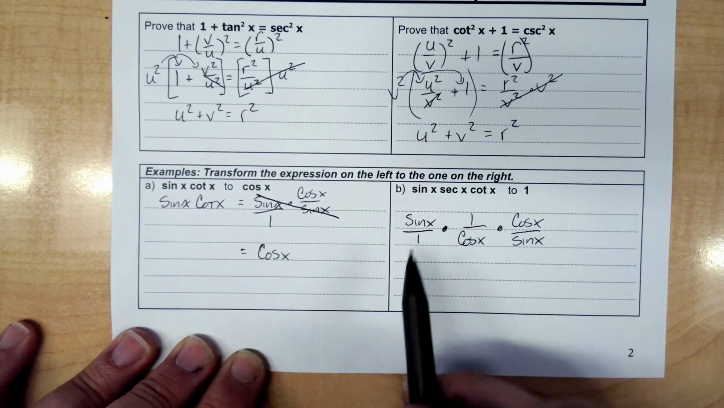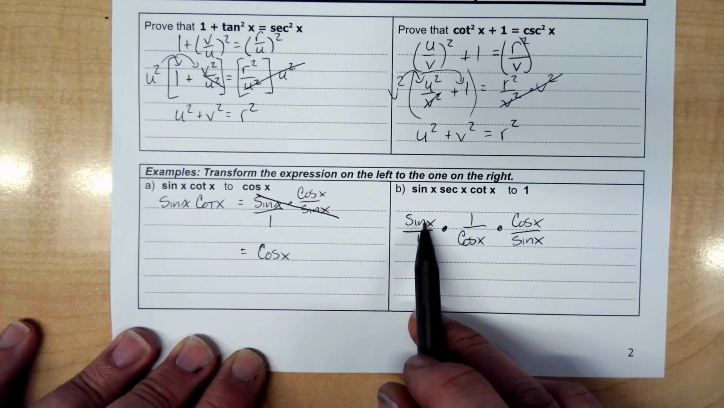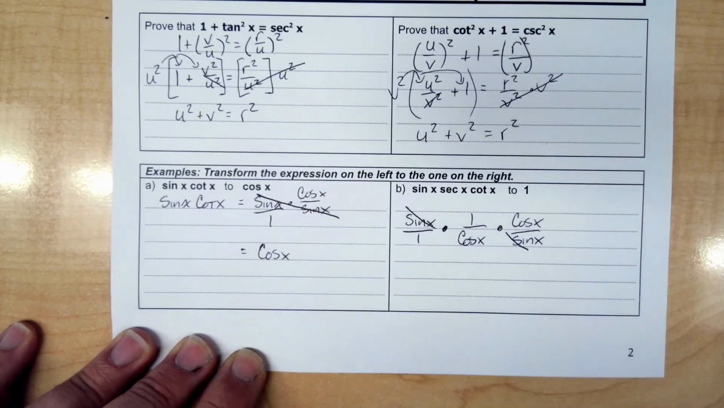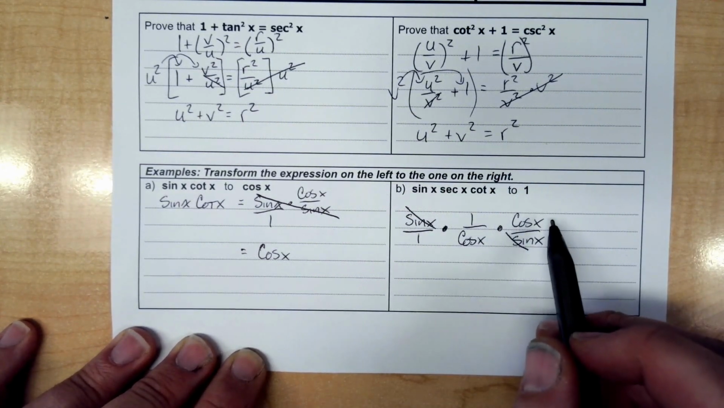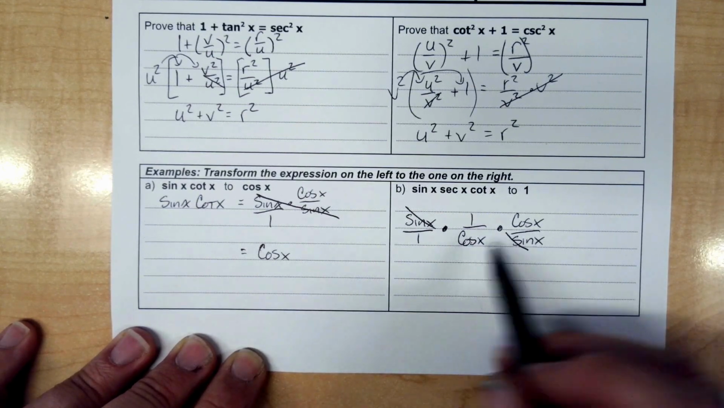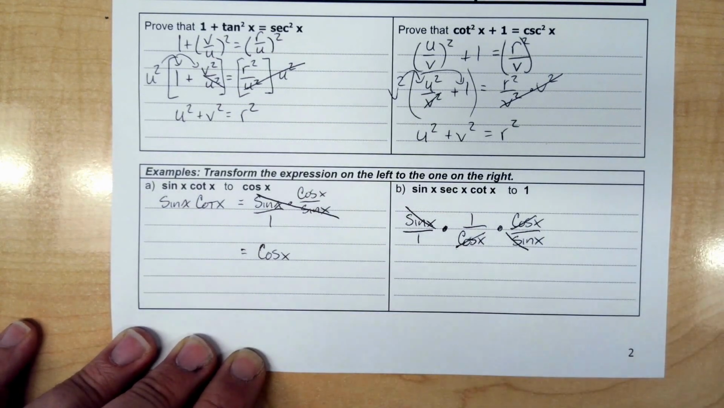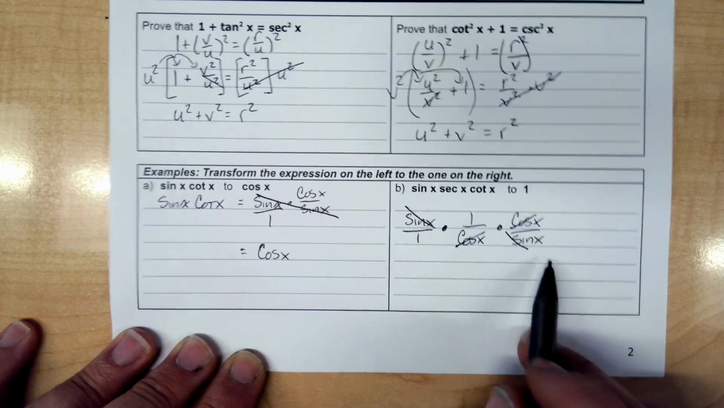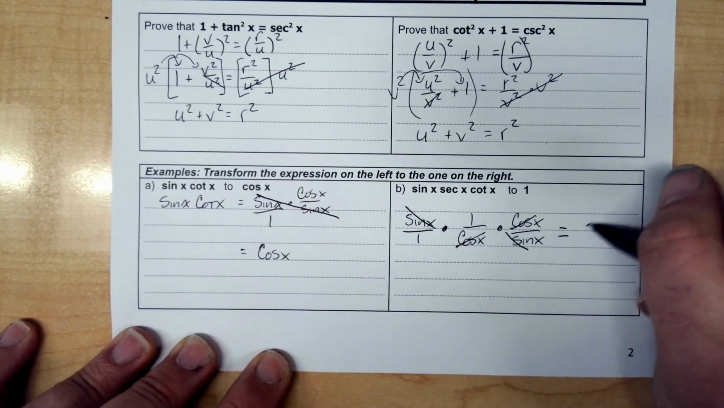So it looks like we're multiplying by a sine at the top and dividing by a sine at the bottom, so those should cancel each other out. We're also multiplying by a cosine at the top and dividing by a cosine at the bottom, so those should also cancel each other out. And now this basically says, what is 1 times 1 times 1 divided by 1 times 1 times 1? That's a lot of 1.